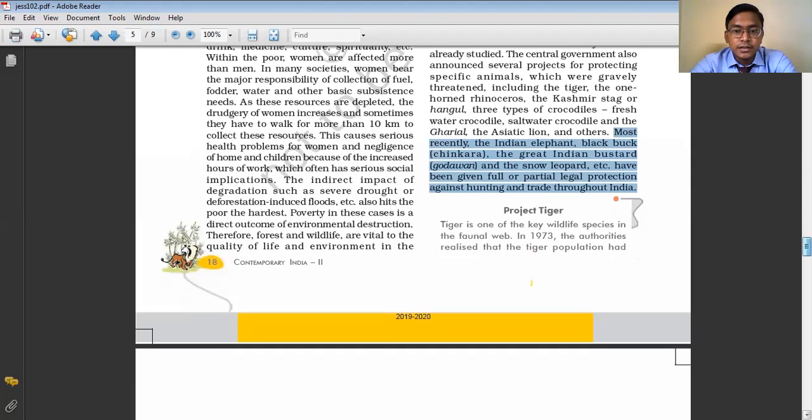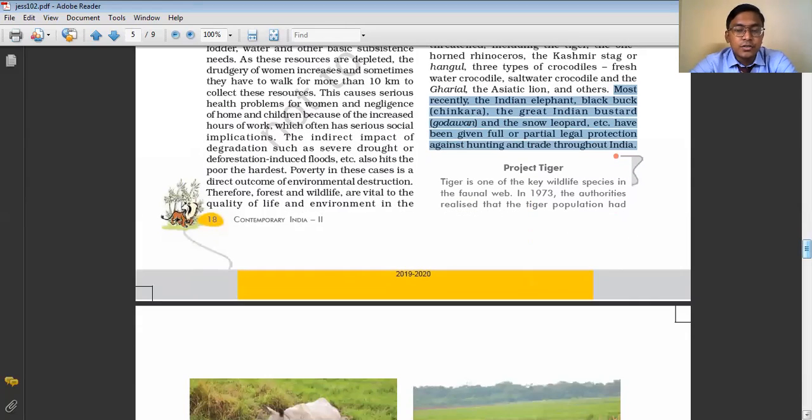One such project is Project Tiger, which was launched by the government of India to protect the tiger population of our country. There were a huge number of tigers in our country earlier, but because of illegal hunting and habitat destruction, the number of tigers dwindled to very few. So in order to protect this species, the government of India introduced Project Tiger in the year 1973.